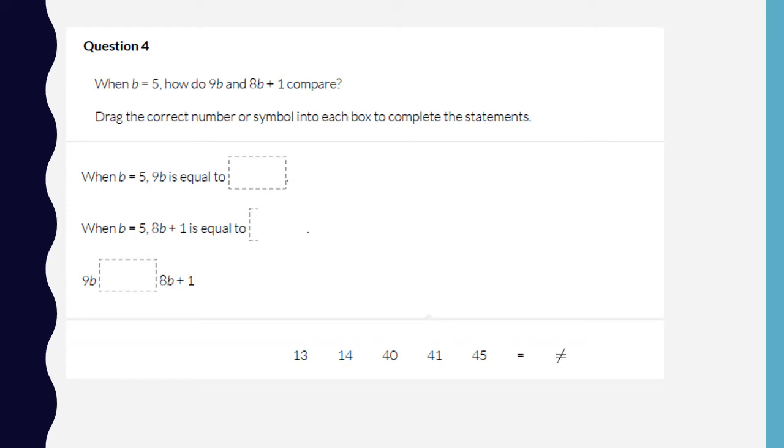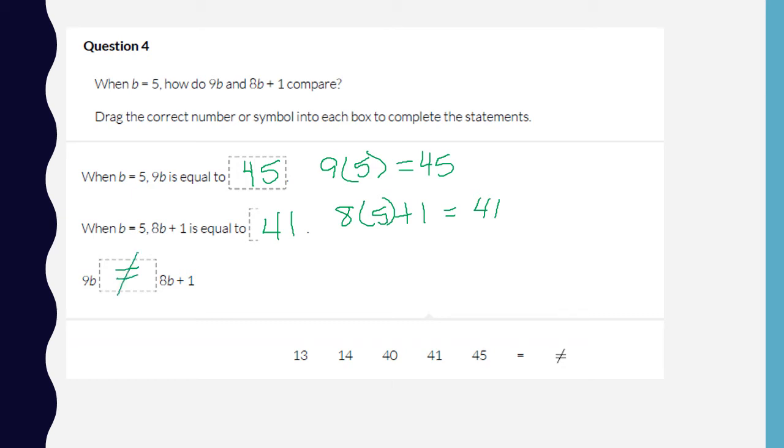When b equals 5, how do 9b and 8b plus 1 compare? So we've got 9 times b, and they want us to plug in 5 for b. So all I have to do is multiply. 9 times 5 is 45. So I'm going to plug in 45 right here. And then 8 times b, which is 5, plus 1. 8 times 5 is 40, plus 1 is 41. So I can plug 41 in there. So they are not equal.